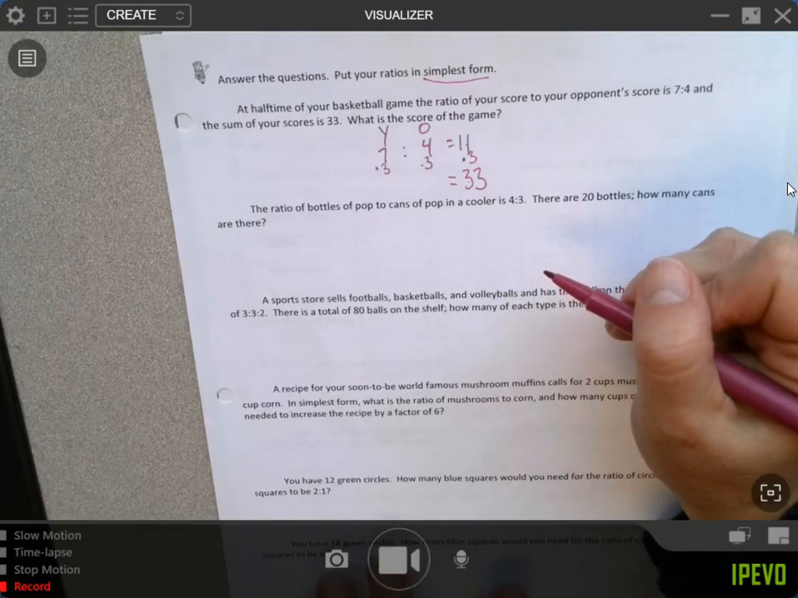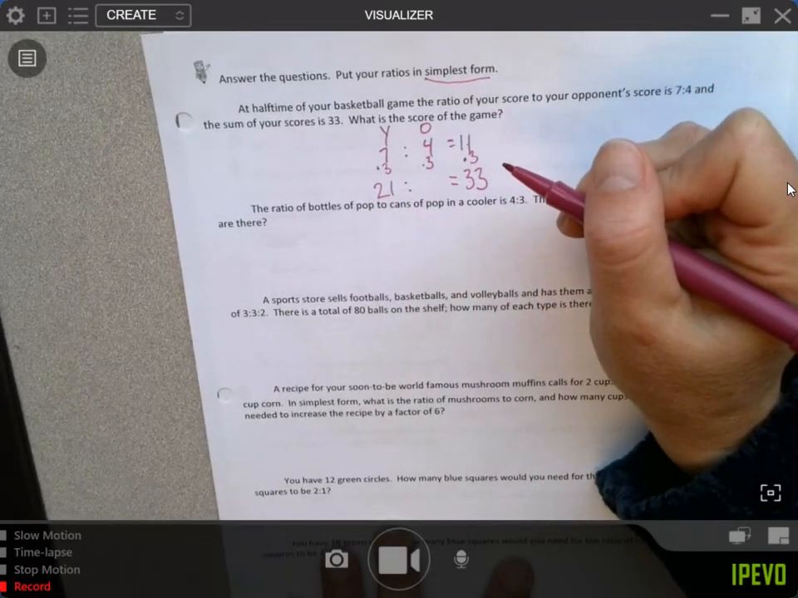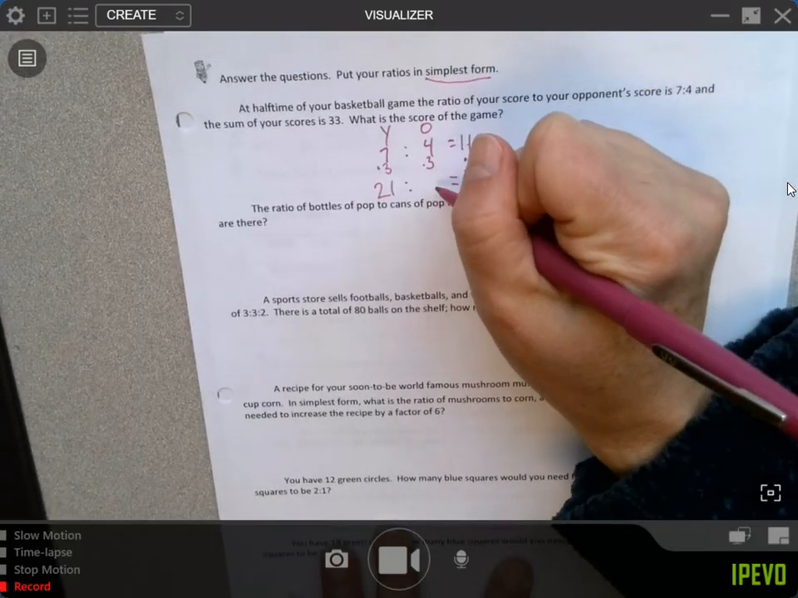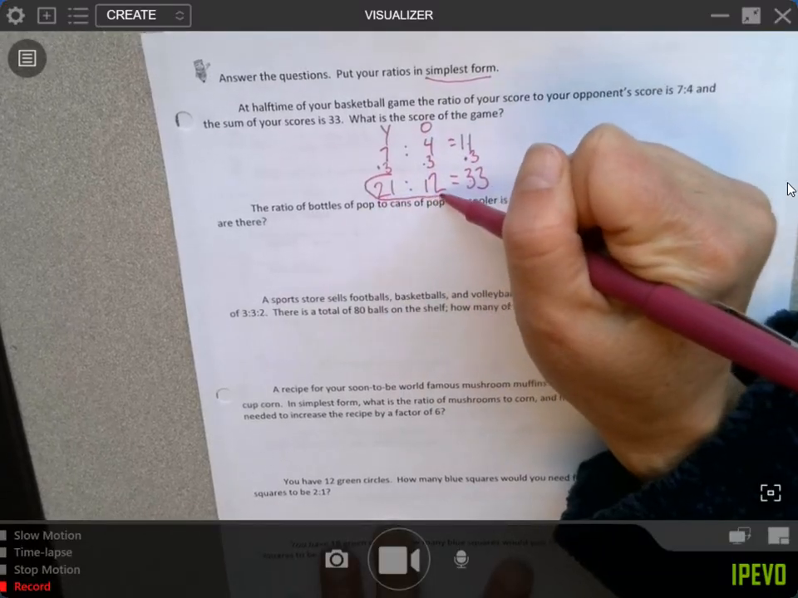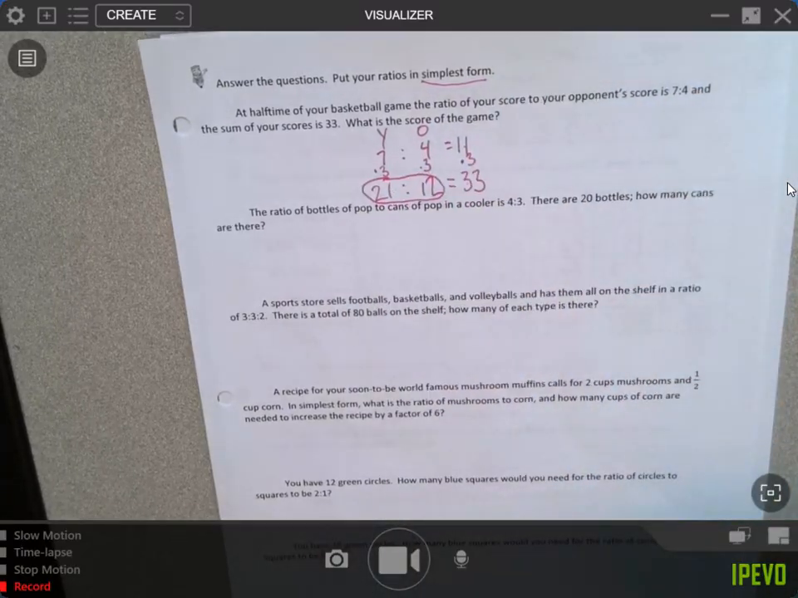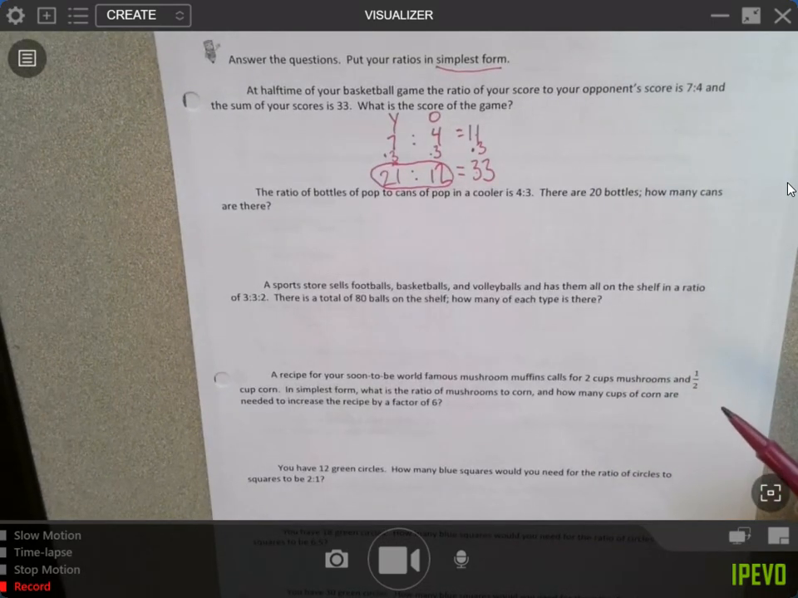Michael? 21. What's your opponent's score going to be? 12. So the score of the game is 21-12. Does that make sense?